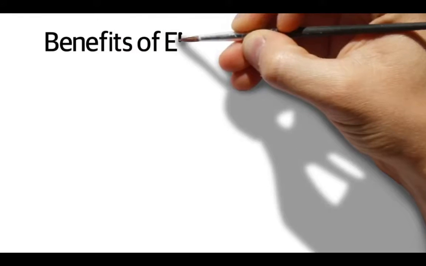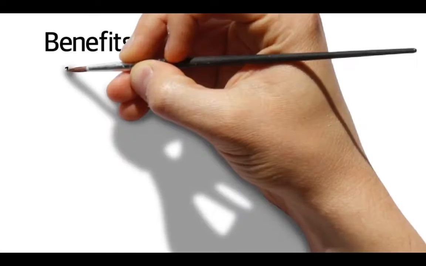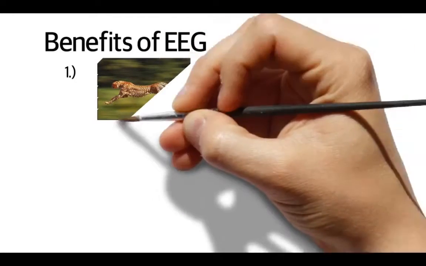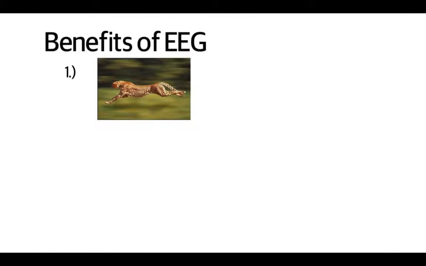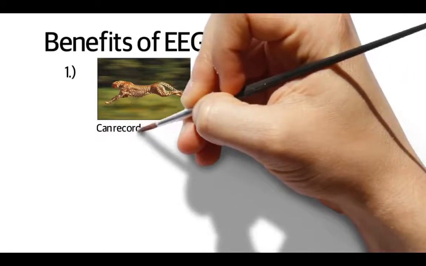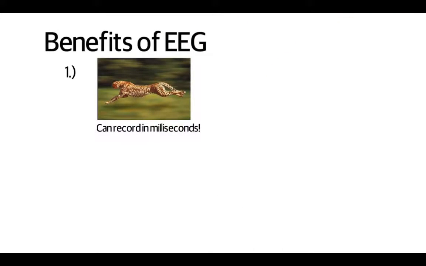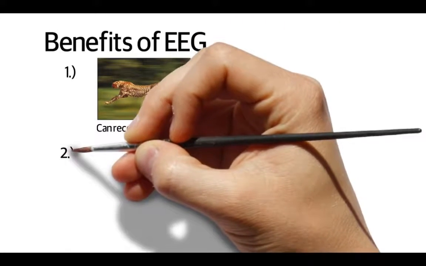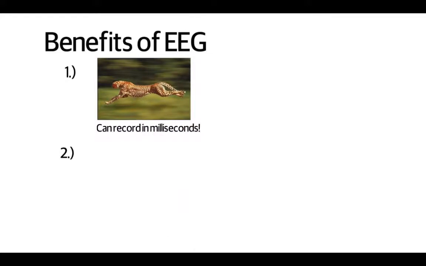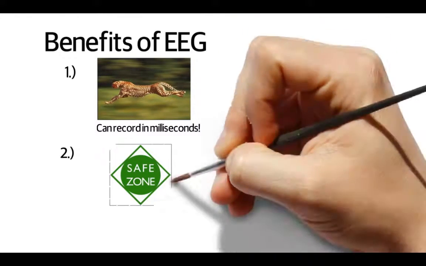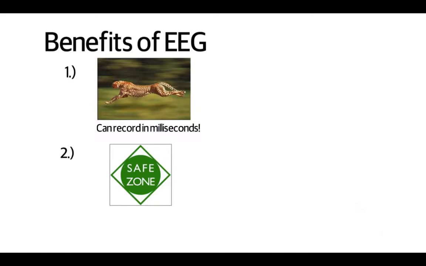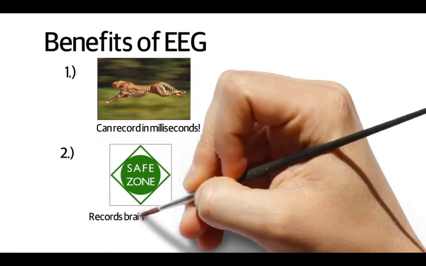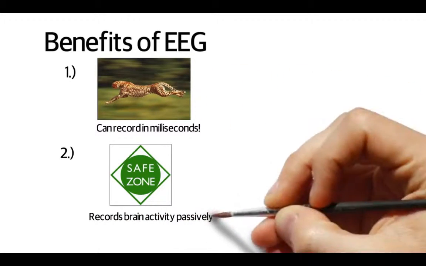EEG is a very effective neuroimaging technique. One of its strengths is that it is fast. EEG can record brain activity on the order of milliseconds. Another strength of EEG is that it's very safe. EEG doesn't actually do anything to the brain. It just passively records the electrical activity that the brain is already giving off.